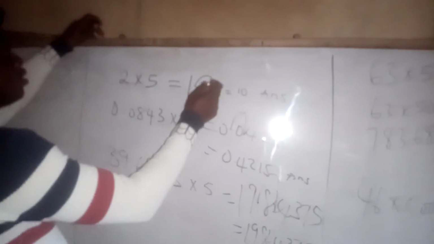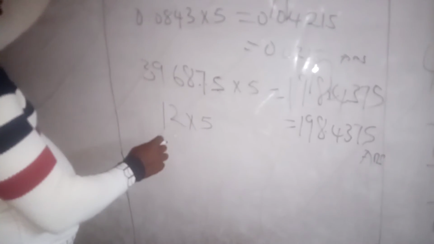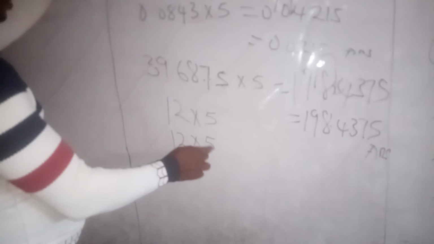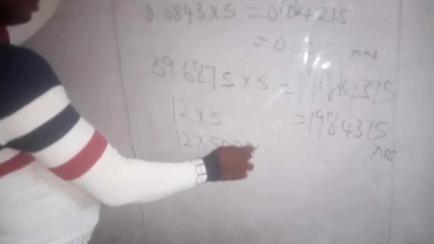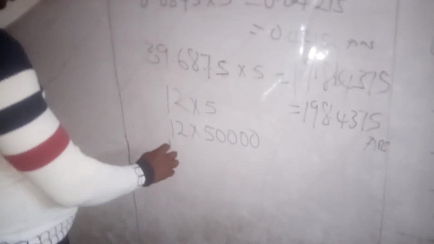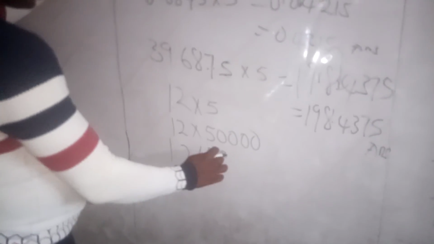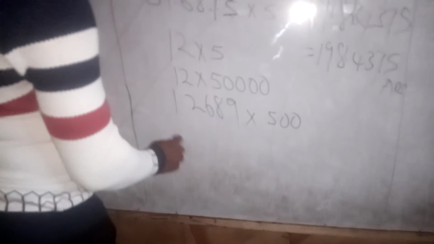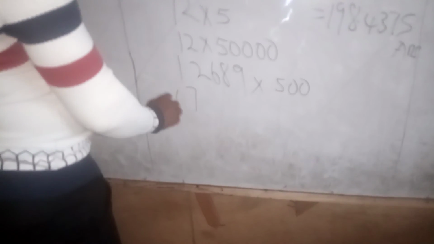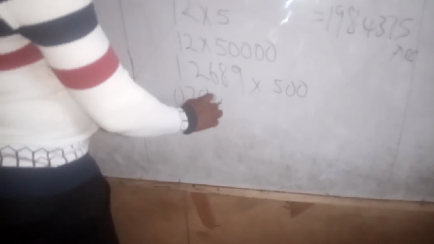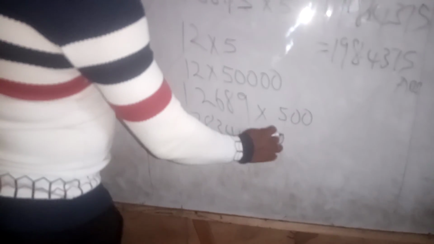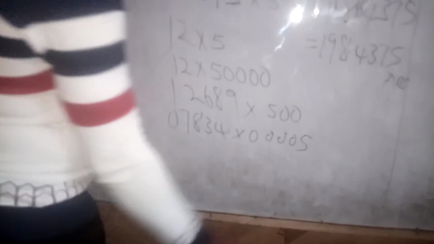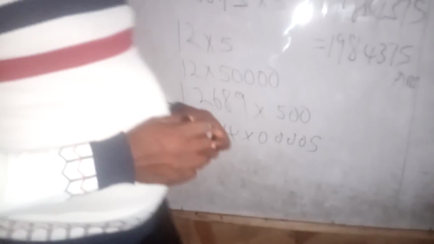Try this at home and see how fast you can be: 12 by 5, 12 by 50, 12 by 50,000, 12689 times 500, 0.7834 by 0.0005.